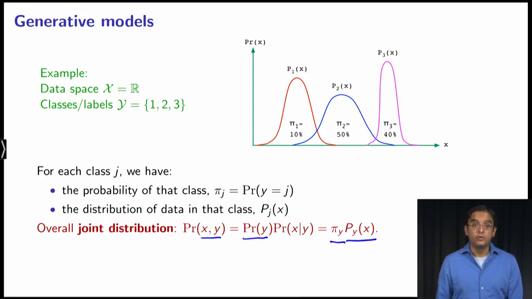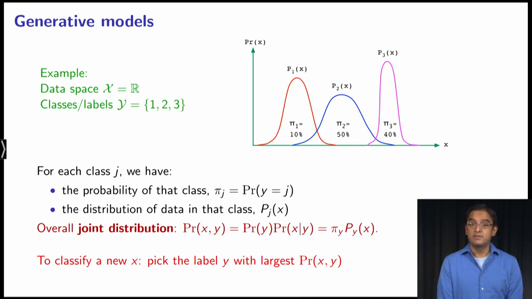Now a new point x comes along and we want to classify it. We want to determine a label y for it. Which label do we pick? Well, the most likely label, the one that maximizes the probability of x and y.